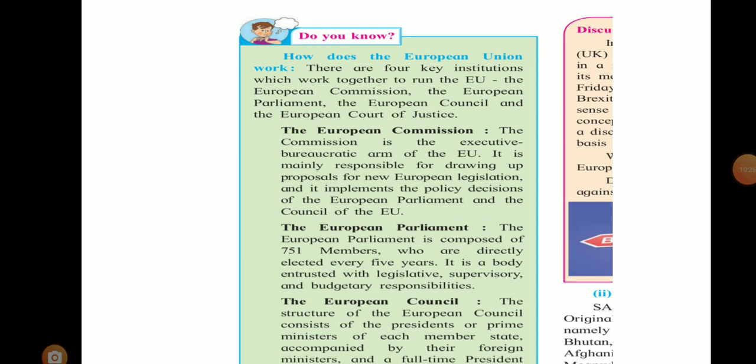and it implements the policy decisions of the European Parliament and the Council of the EU. EU in capital letter. EU means European Union. Full stop. Third point, the European Parliament.